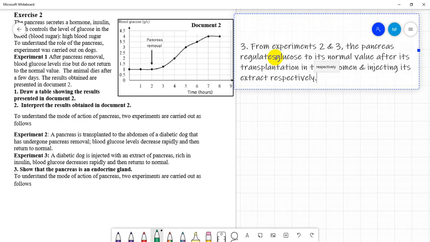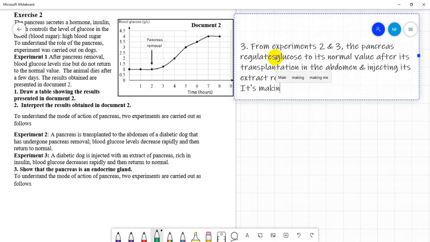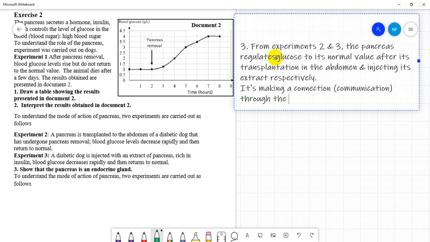The acquired knowledge: it's making a connection or communication through the blood through its hormones, which matter in this question, and especially insulin.